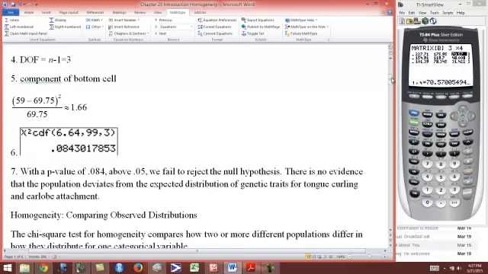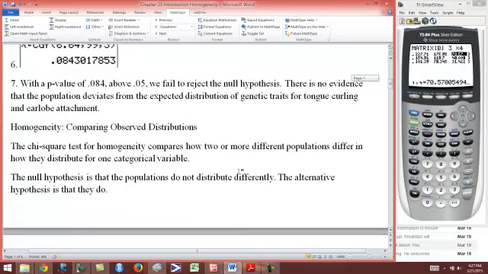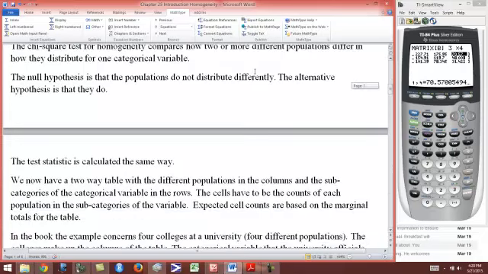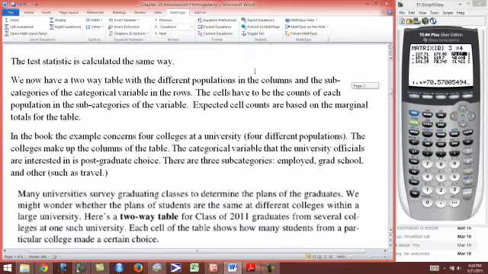Okay, so the next part, homogeneity. Comparing observed distributions. The chi-square test for homogeneity compares how 2 or more different populations differ in how they distribute for a categorical variable. The null hypothesis is that the populations do not distribute differently. The alternative is that they do. Period. No symbols are involved. We have a symbol for the test statistic. The test statistic is calculated the same way.